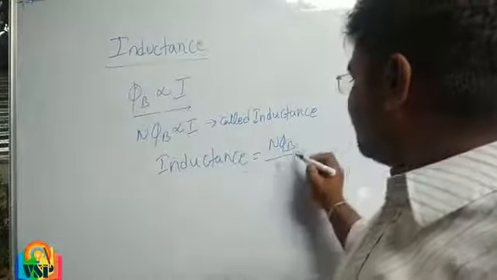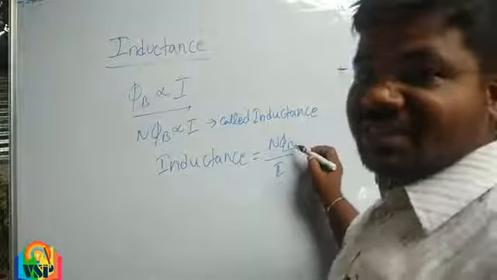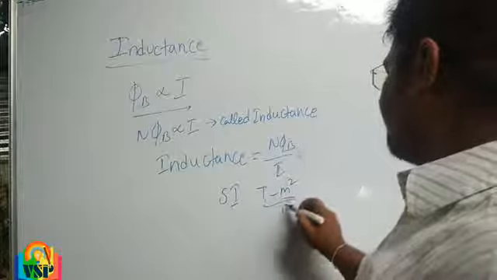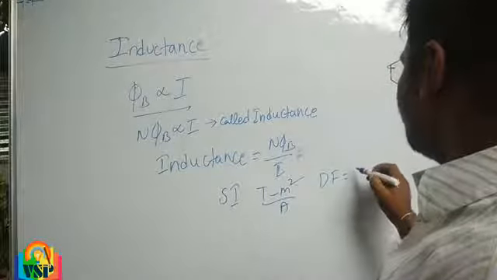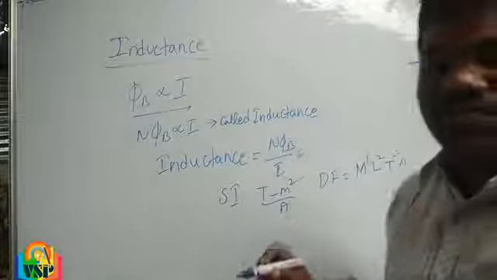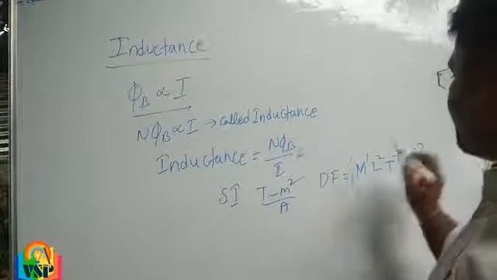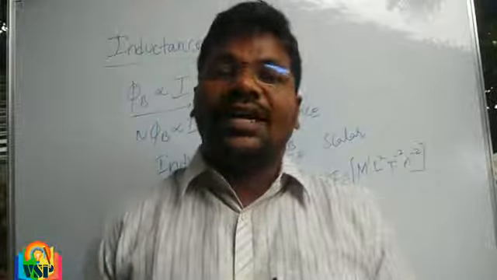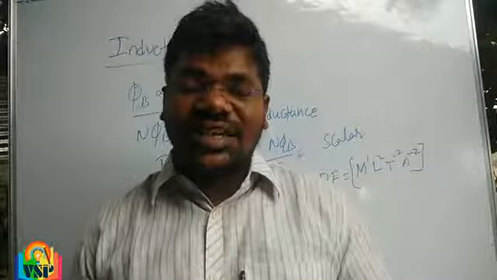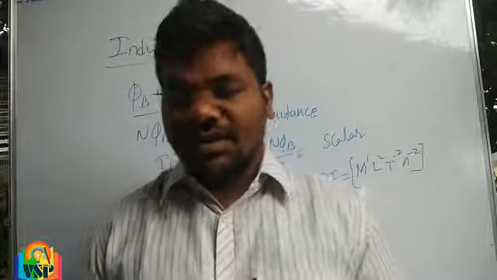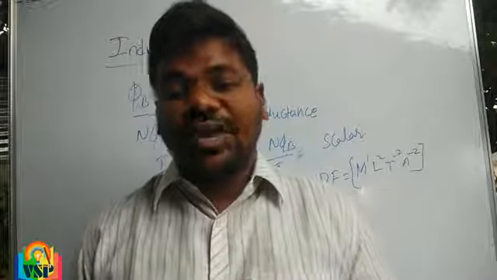Its SI unit is Tesla meter square per ampere. Dimension formula: M power 1, L power 2, T power minus 2, A power minus 2. It is a scalar physical quantity. Once again, inductance is defined as the ratio of the magnetic flux per unit current. Its SI unit is Tesla meter square per ampere, or Weber per ampere.